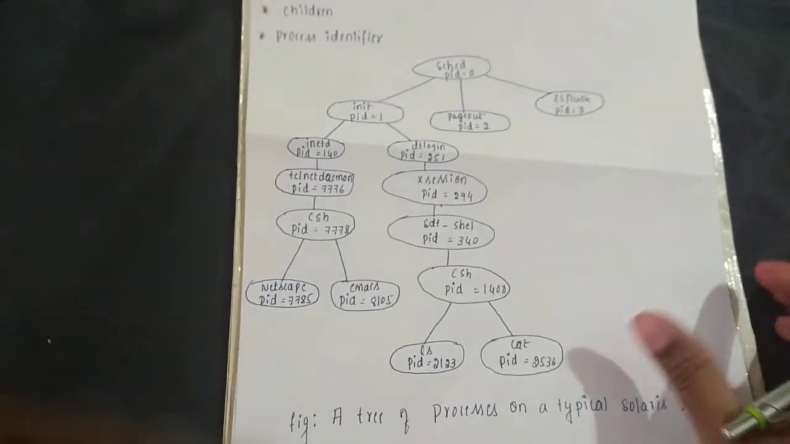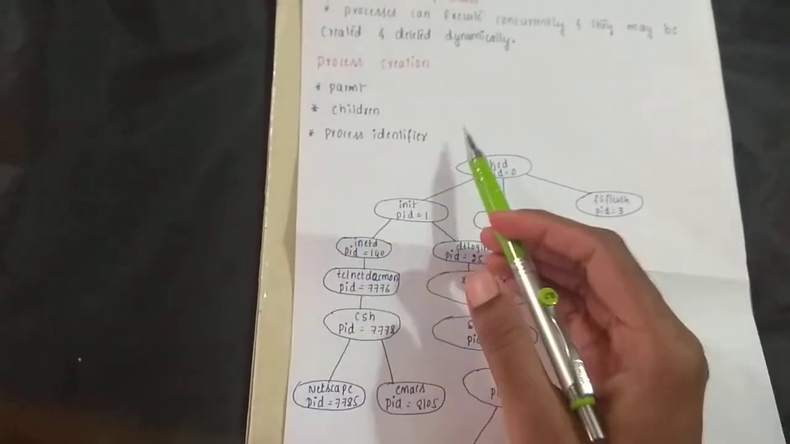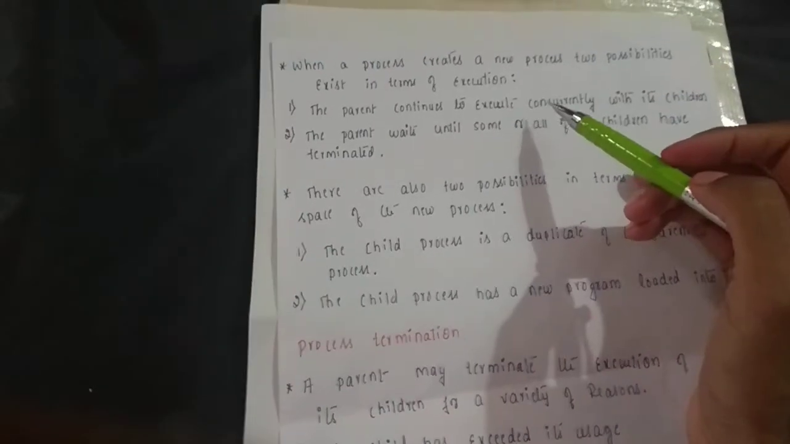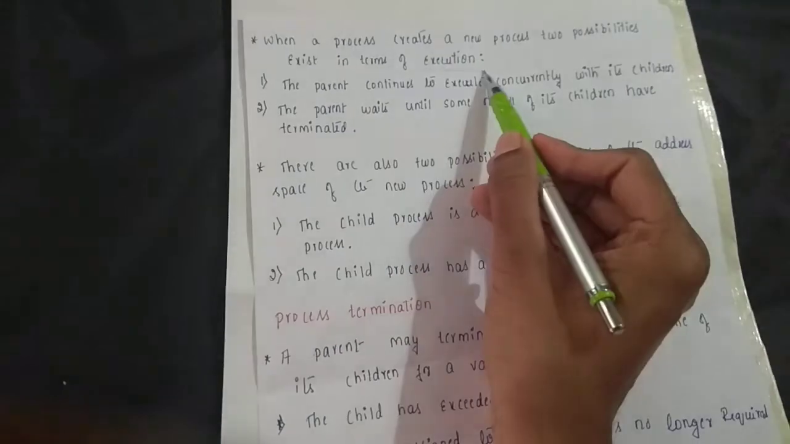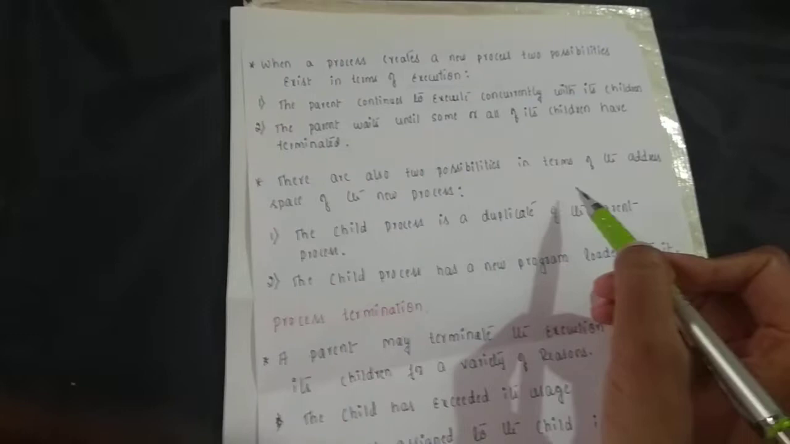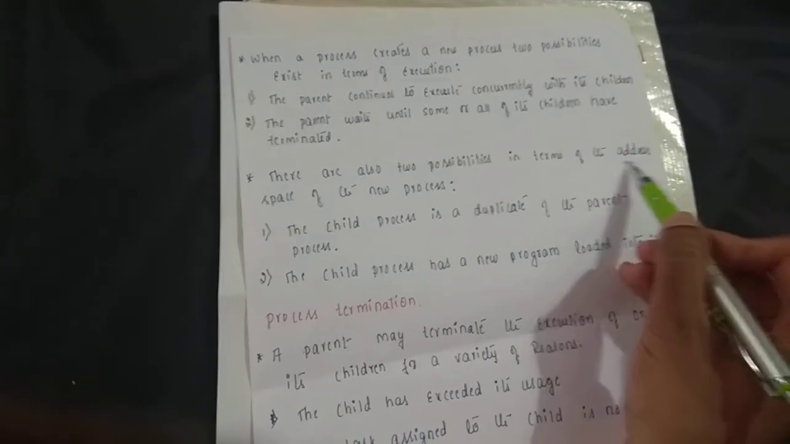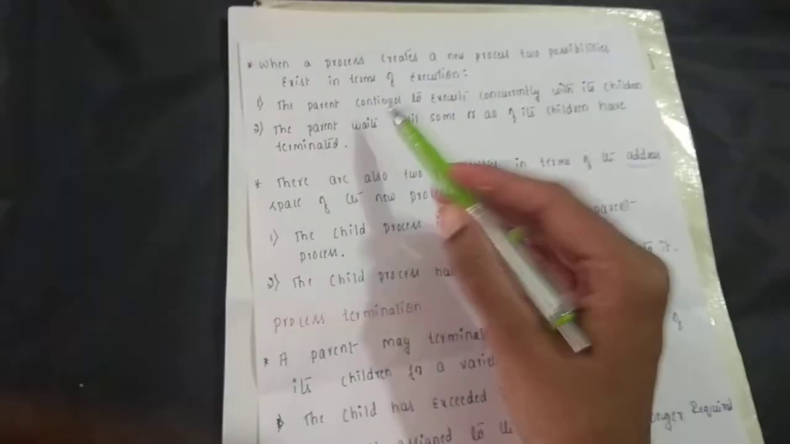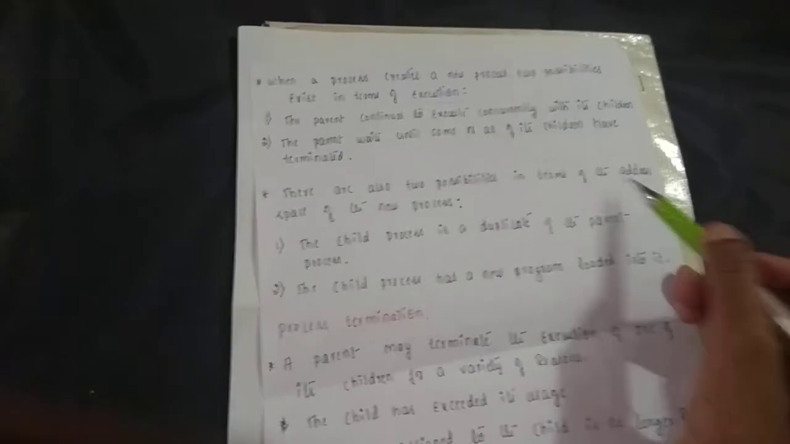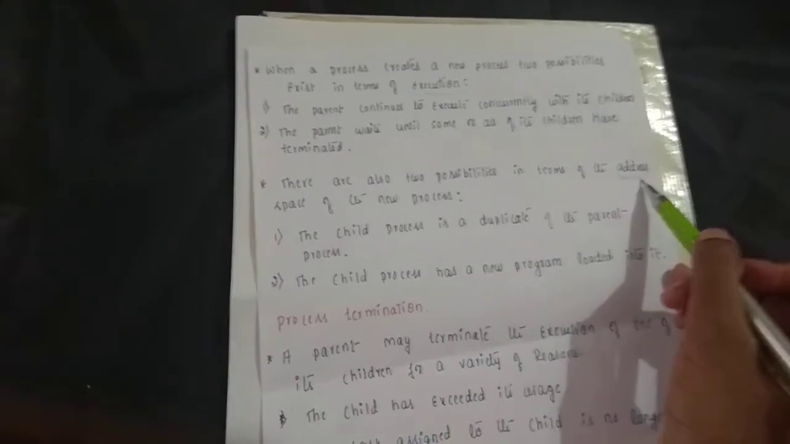Next, in process creation, when a process is created, you are going to have two options, that is two possibilities. You need to consider them in terms of execution, and also in terms of address spacing.